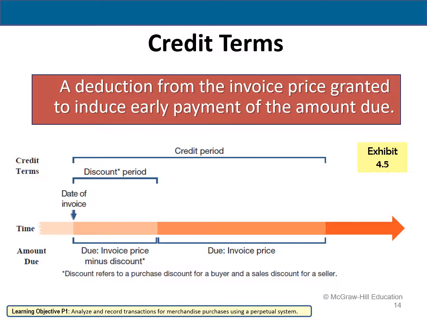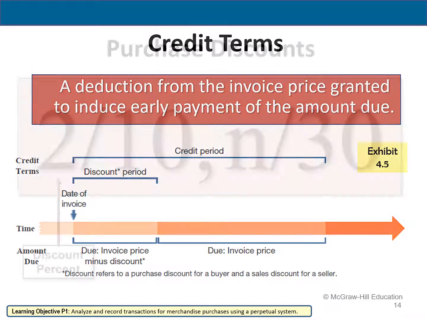All right, so here's the idea of credit terms. So basically you can deduct from the invoice price some percentage that the vendor will tell you if you pay the bill earlier. So typically, if you pay it sooner, usually within 10 days or so, they'll give you a discount. I don't know if this slide's really all that helpful, but basically, let's say you have 30 days to pay the bill. Well, if you pay it in the first 10 days or whatever, they'll give you some kind of a discount. Okay? That's really all this is trying to say.